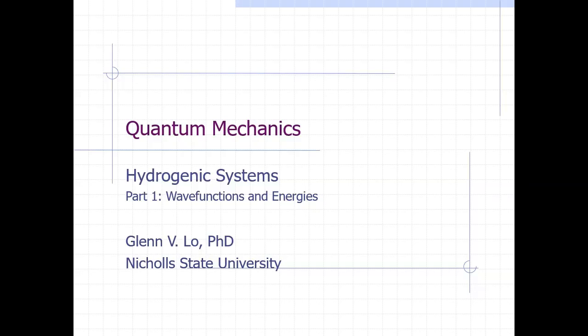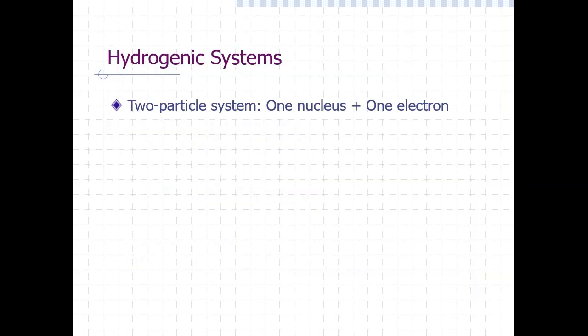In this lesson, we will examine hydrogenic systems. A hydrogenic system, also known as a hydrogen-like system, is a two-particle system that consists of one nucleus and one electron. An obvious example is a neutral hydrogen atom. Another example is a helium ion with a charge of +1. Recall that a neutral helium atom has 2 electrons. So a helium ion with a +1 charge has only 1 electron.